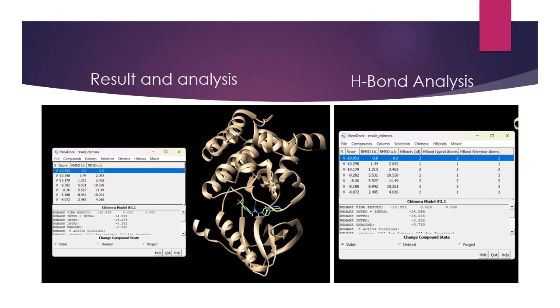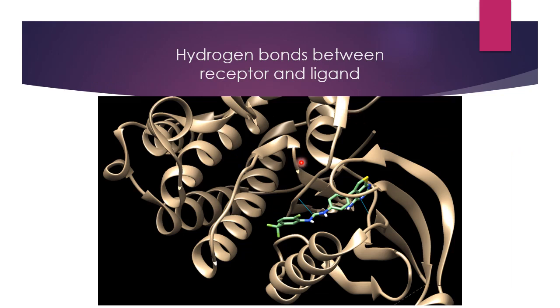the same. So this is the enlarged view of the molecule. So you can see the hydrogen bonds here. So this is the hydrogen bond which is made between ligand and the receptor.